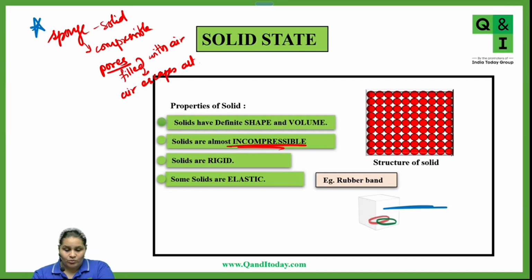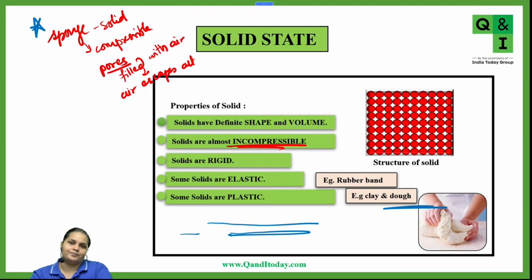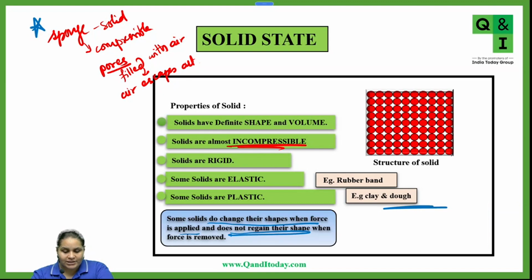Now, the next one, some solids are plastic in nature. When I say plastic in nature, they change their shape when force is applied, but do not regain their shape when force is removed. And here, Samagna, clay and dough are the examples. If force is applied on them, their shape changes, but when we remove the force, they do not regain their shape. Am I clear?